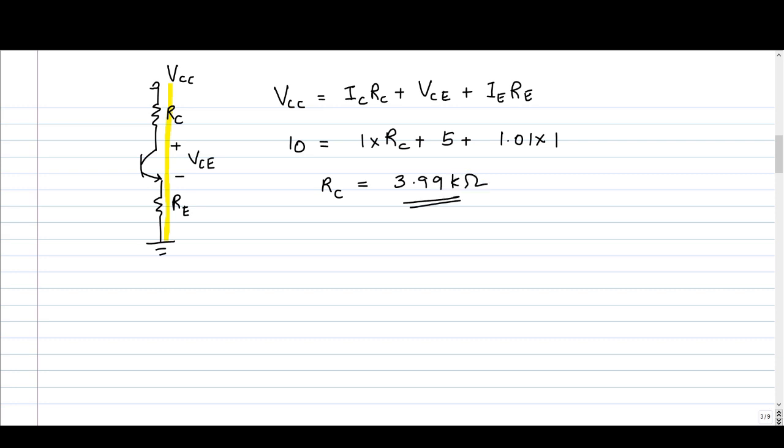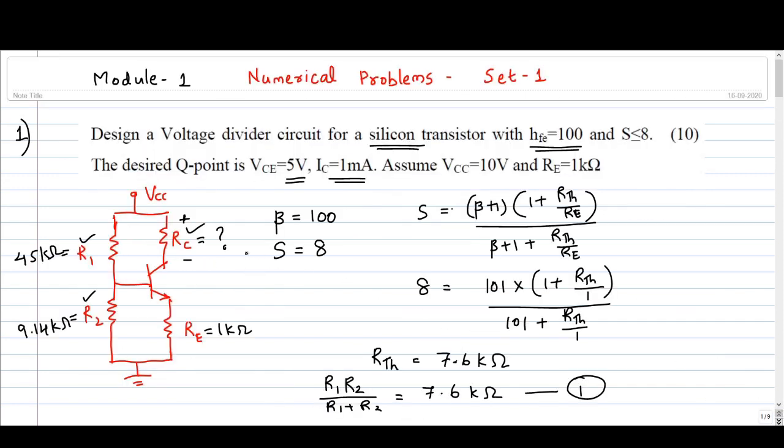So we got all the values of the components in the circuit, R1, R2 and RC. RC is 3.99 kilo ohm. So that completes the design. So let us go to the second question.